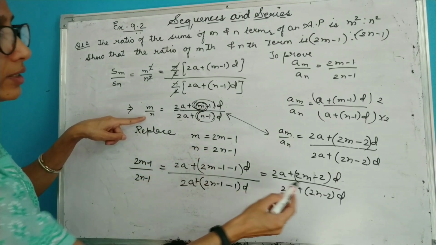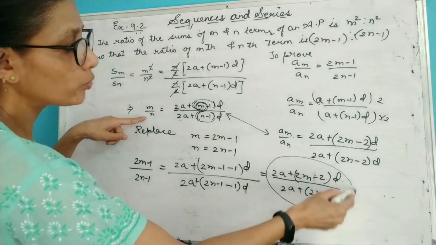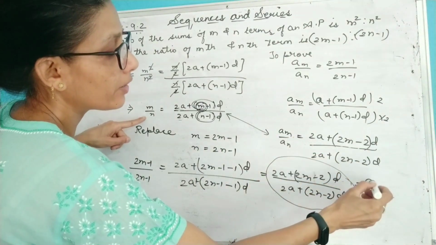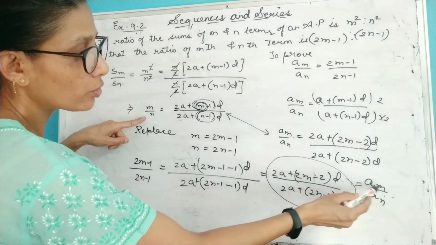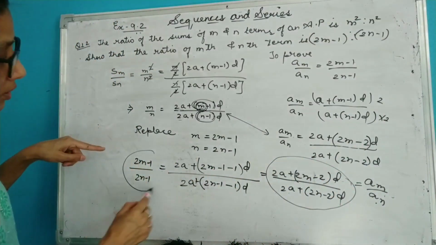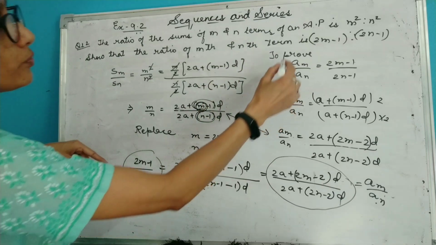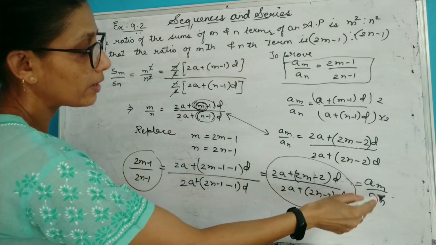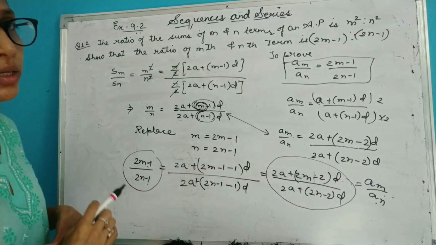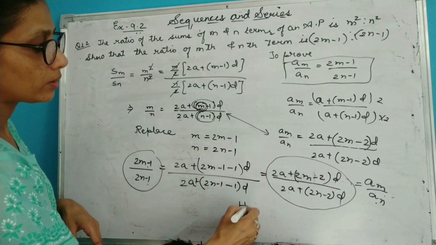So here this complete value gives me a ratio of mth and nth term. So the ratio of mth and nth term is equal to this. Hence proved. This is the thing I wanted to prove. So I have got am by an is equal to (2m minus 1) by (2n minus 1). Hence proved.